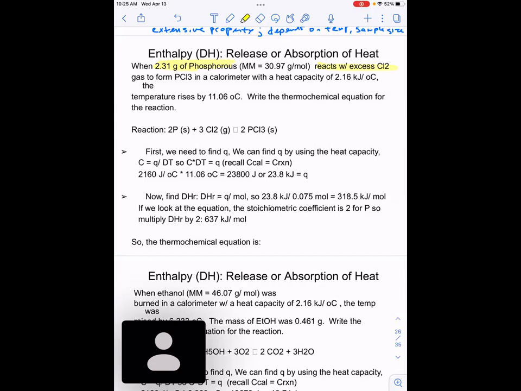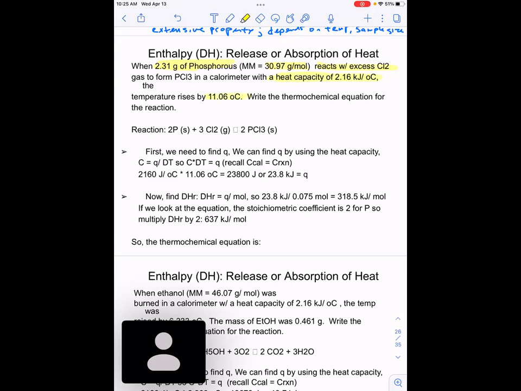It says 2.31 grams of phosphorus. It gives the molar mass on purpose, right? Because we're starting in grams, but we're going to need moles. So it gives us the molar mass. Reacts with excess Cl2 gas to form PCl3 in a calorimeter. And it says the heat capacity is 2.16 kilojoules per degree Celsius. So it's giving me heat capacity. All right. And it says the temperature rises by 11.06 degrees Celsius.